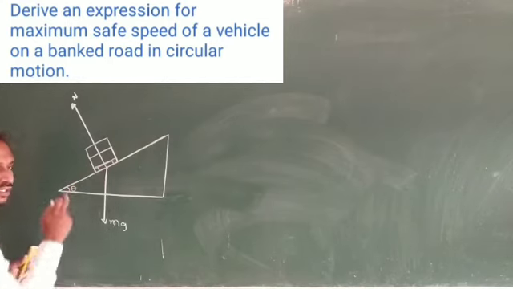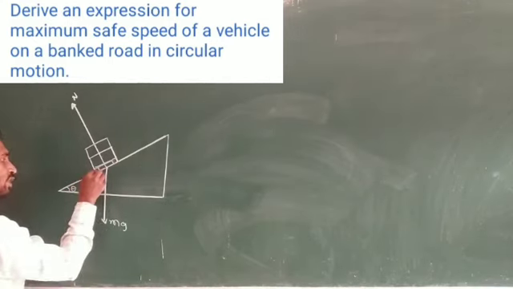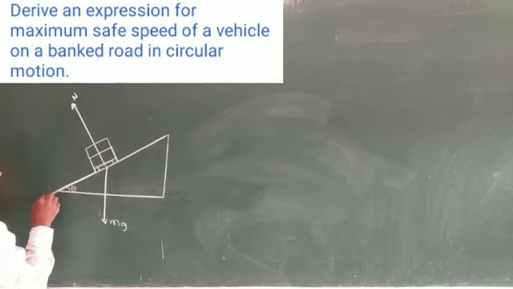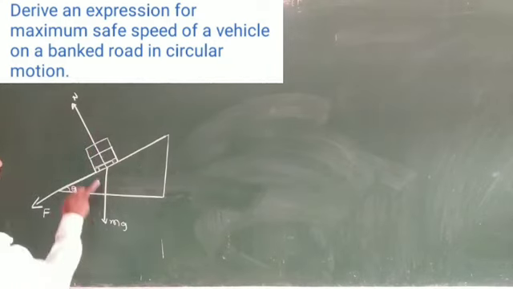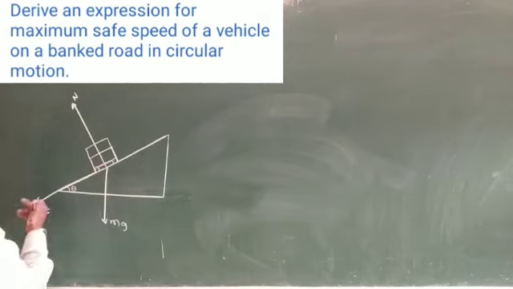In between, we consider that a frictional force is present. So this is the direction of the friction, and this one is the weight of the body, and this one is the normal reaction. Suppose we want to calculate the normal reaction and friction of the body.